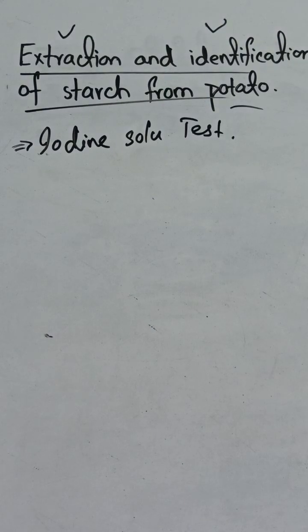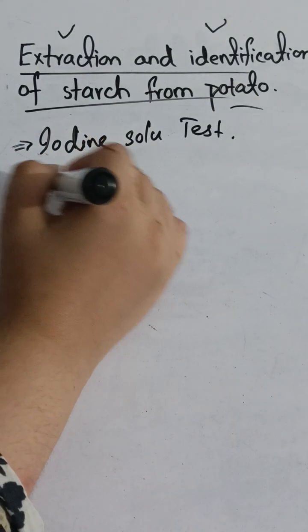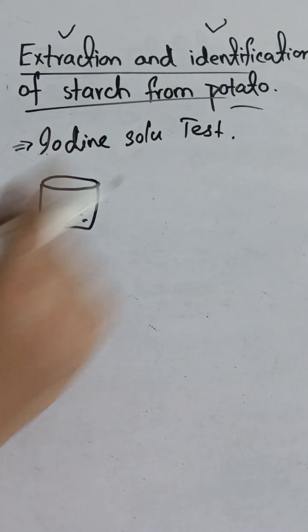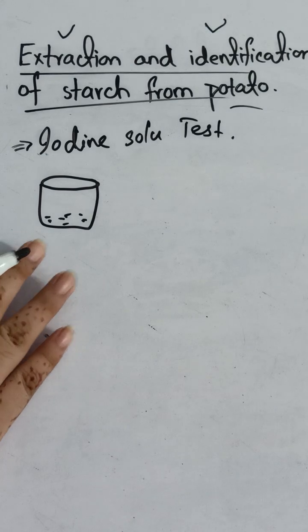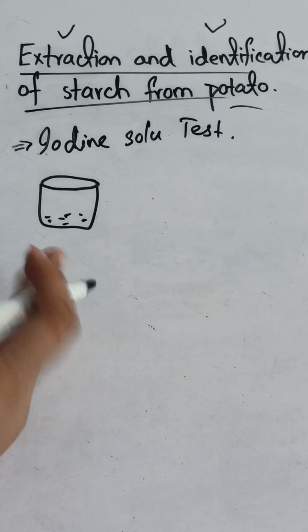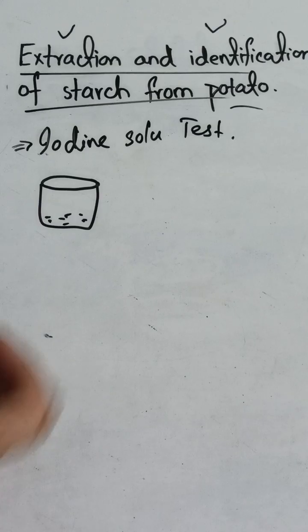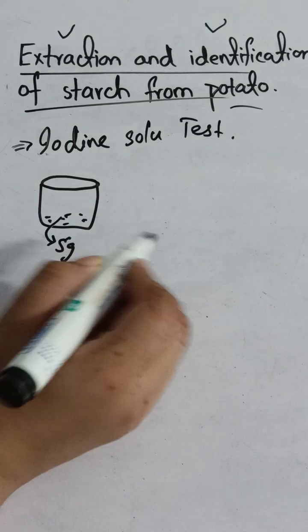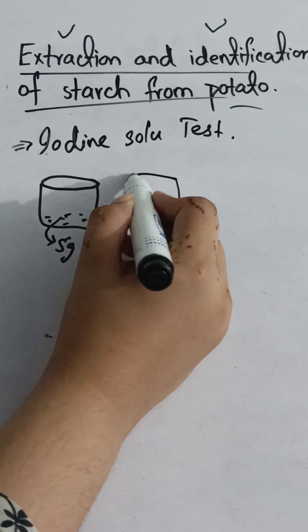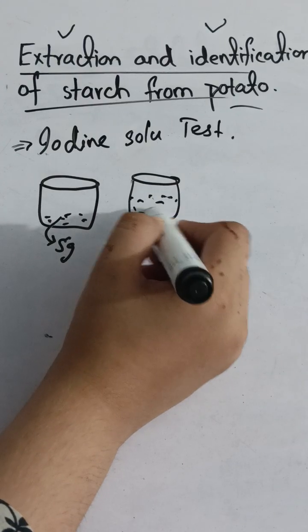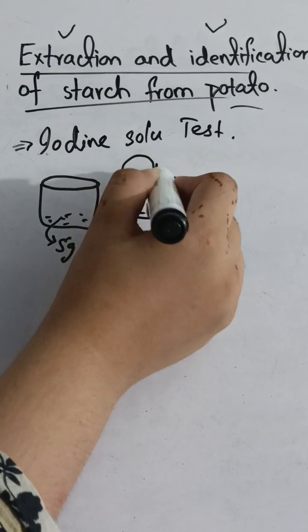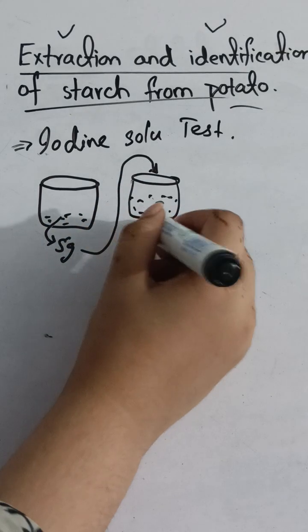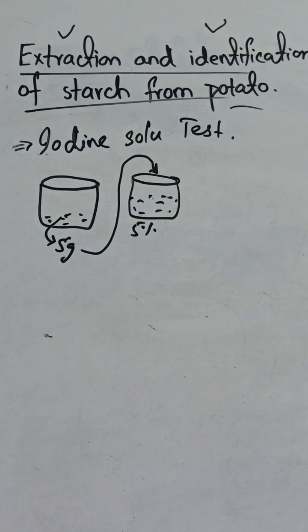Okay, so for that you will take your 5% starch solution, the starch which you get from the extraction process. This is the starch. You will make the 5% solution of it. So how to make a 5% solution? That is very easy. You will take 5 gram of the starch powder and add it into 100 ml of water. So this is the 100 ml of water. You will add 5 gram of the starch into it. This is the 5% solution of our starch, right?